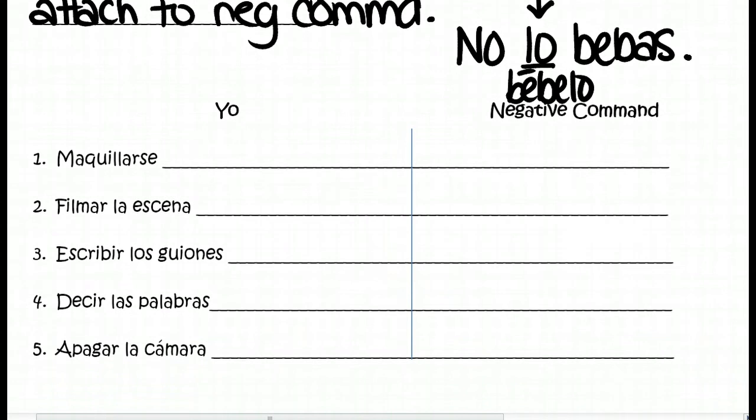All right, so what I want you to do here is, in this left column for each of these verbs, write the present tense yo form of that verb. And then I want you to write the negative command. Be very careful with maquillarse, because that one has a pronoun. Okay, so make sure that you are cautious of that.